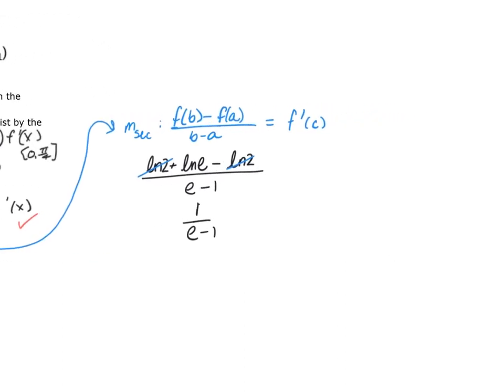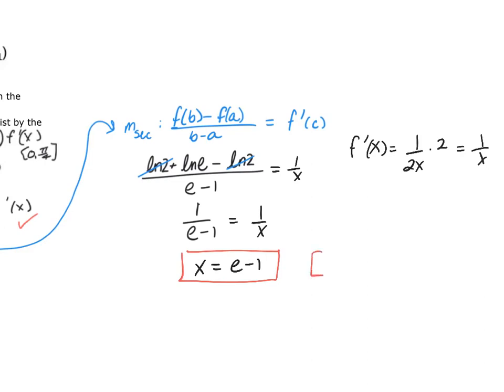So I'm going to find the derivative, f prime of x. It's going to be 1 over 2x multiplied by the derivative of 2x, which is just 2. So this is equal to 1 over x. Solving for x, my x is equal to e minus 1. This is the value in the interval from 1 to e in which, when I take the derivative, the tangent line is equal to the slope of the secant by the mean value theorem.